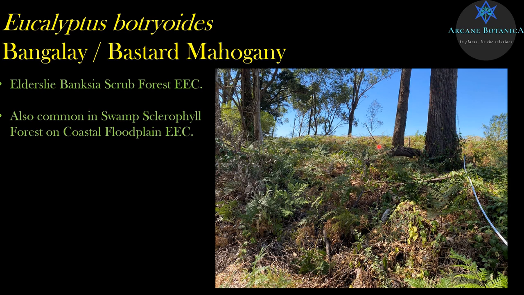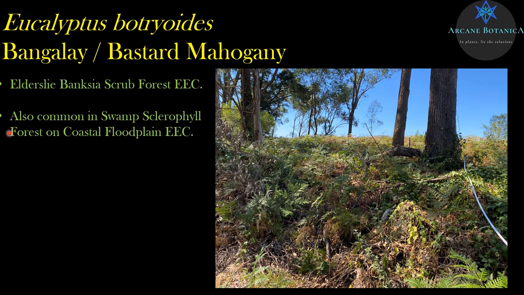I find it's very similar to Warkworth Sands Woodlands, if you know that really famous EEC that went under or got removed for a lot of the coal mines up there in the Hunter Valley. It's very similar floristically. That doesn't have Eucalyptus botryoides, but it's got Angophora floribunda and Banksia integrifolia again, and you get a nice bracken and pimelea ground layer. It's a bit weedy, but these are nice big botryoides.